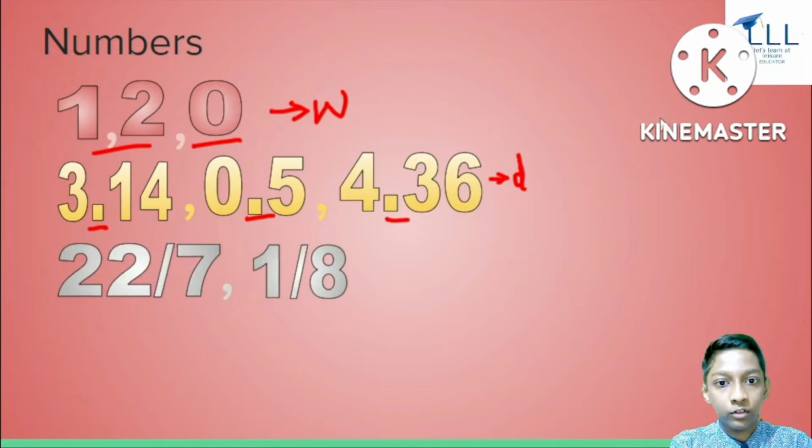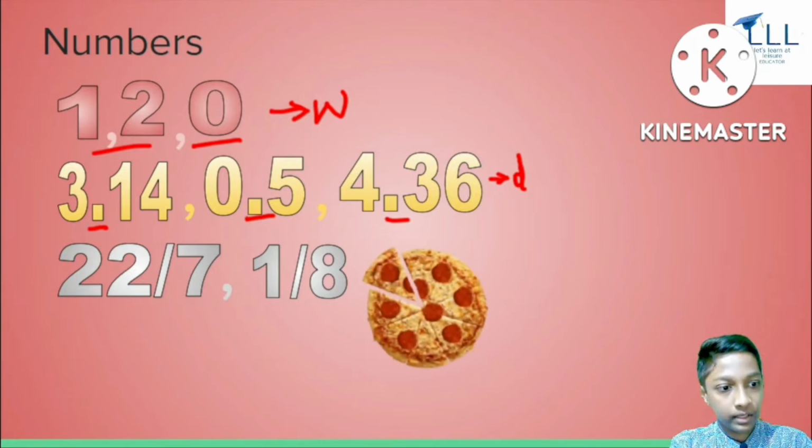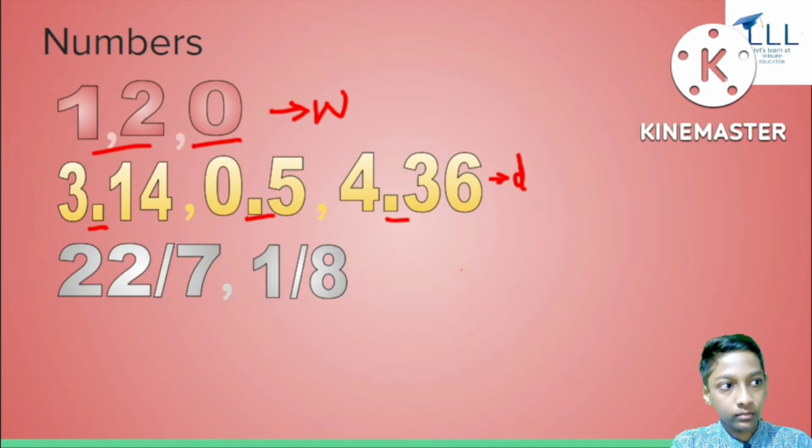Numbers in the form of p by q are known as fractions. For example, if one slice of pizza is cut out from 8 pieces of pizza, then that one slice of pizza is known as 1 by 8 of pizza. So these numbers are called fractions.